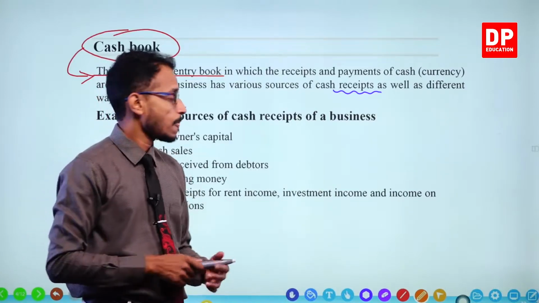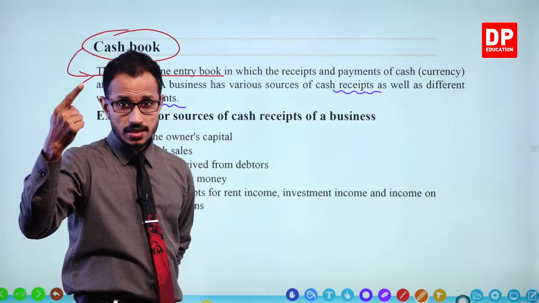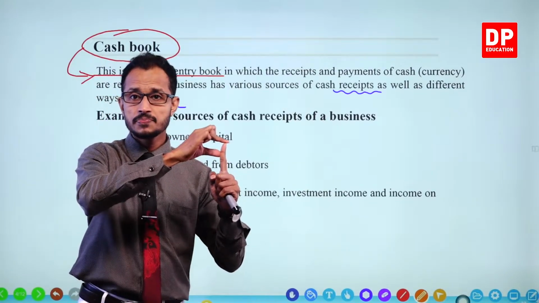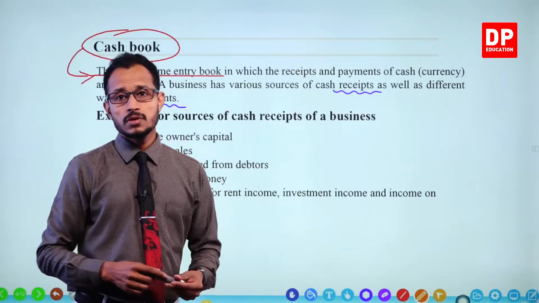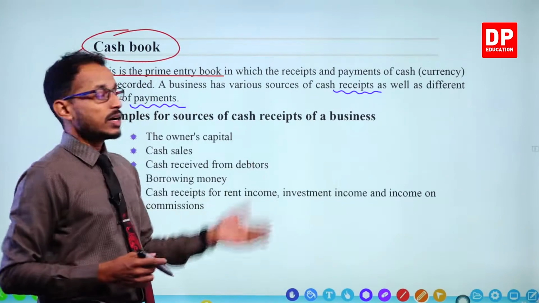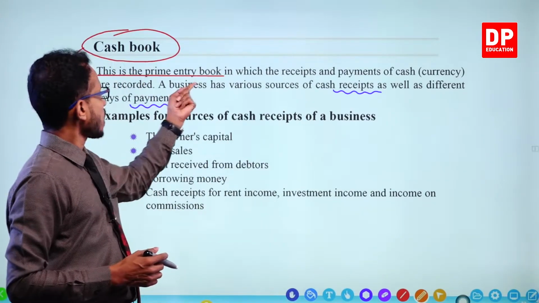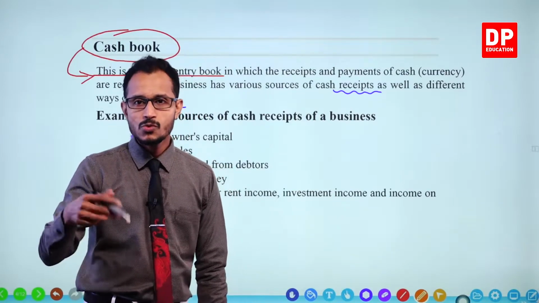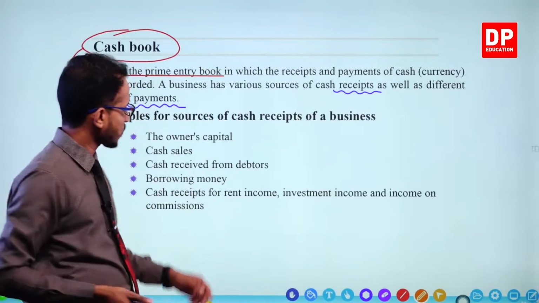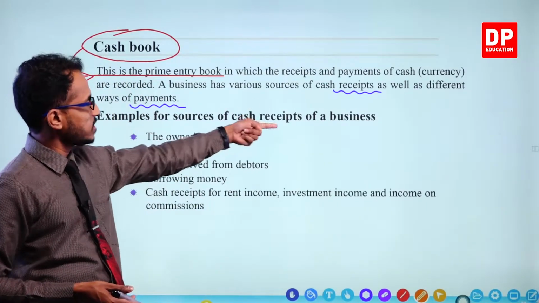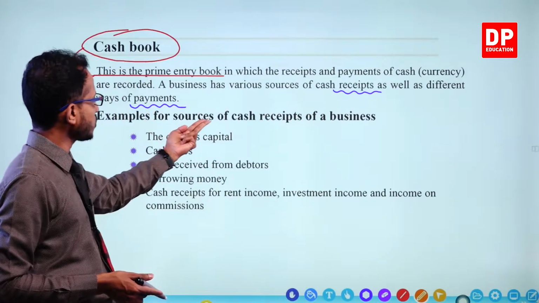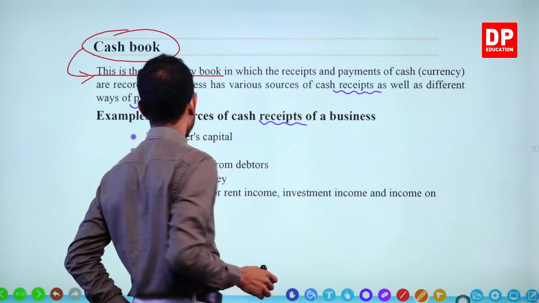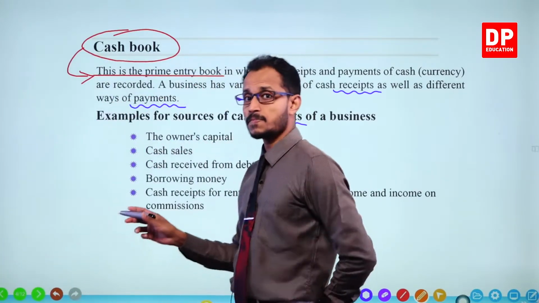Even in the previous lesson, we discussed the cash book as a prime book, as a prime entry book. So here also they have mentioned that it's a prime entry book. But when we go further, you're going to learn something else. All right. First things first. Examples for sources of cash receiving of a business. Examples for cash receipts. Can you see this? Now you can.